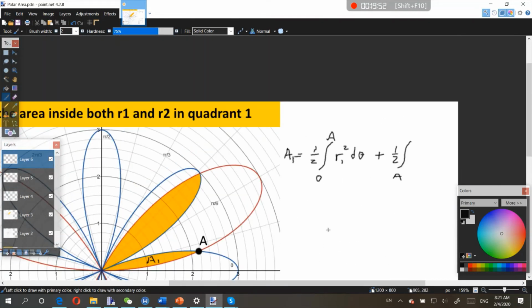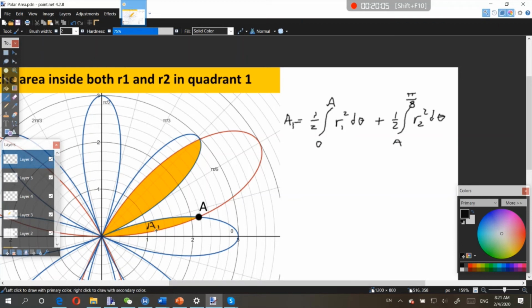Okay, so this is from A to pi over 8 of r2 squared d theta. So that's my area 1. Then how do I need to find my area 2? Or how can we find area 2?